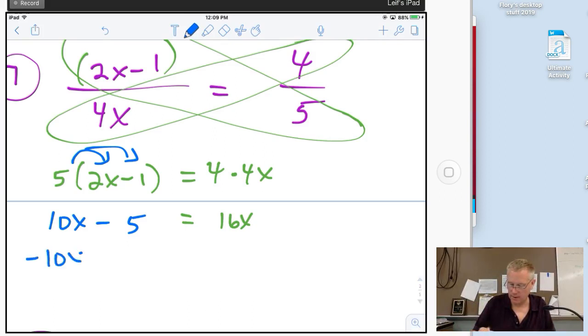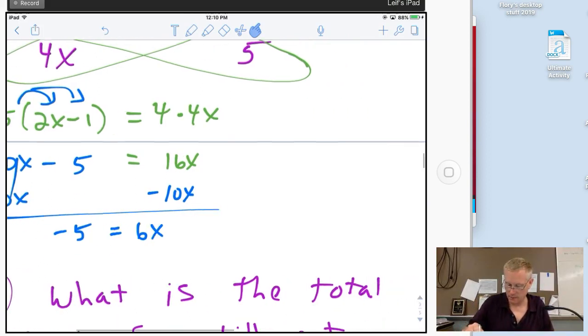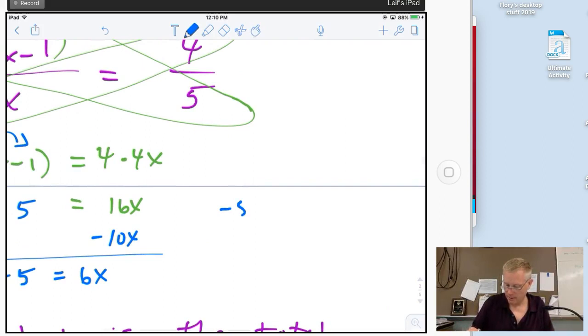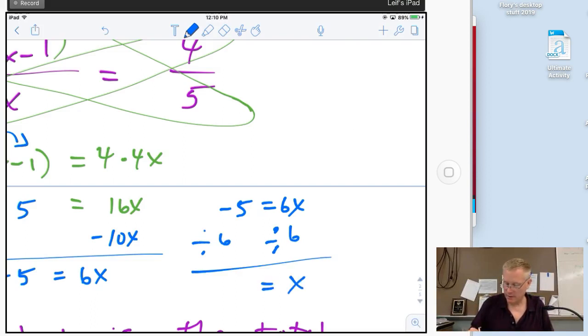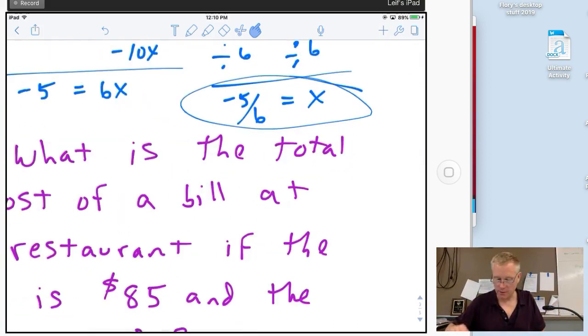Okay, next I'm going to bring my x's to one side. I'm going to subtract 10x. Those cancel. 16x minus 10x is 6x. And last but not least, I ran out of space. Negative 5 equals 6x. So I'm going to divide by 6. Negative 5 divided by 6 is negative 5 over 6. Just leave your answer like that. I mean, if you want to go punch that in your calculator and come up with a decimal, you can. 5 divided by 6 is 0.83333 repeating. I would just leave it like a fraction though.